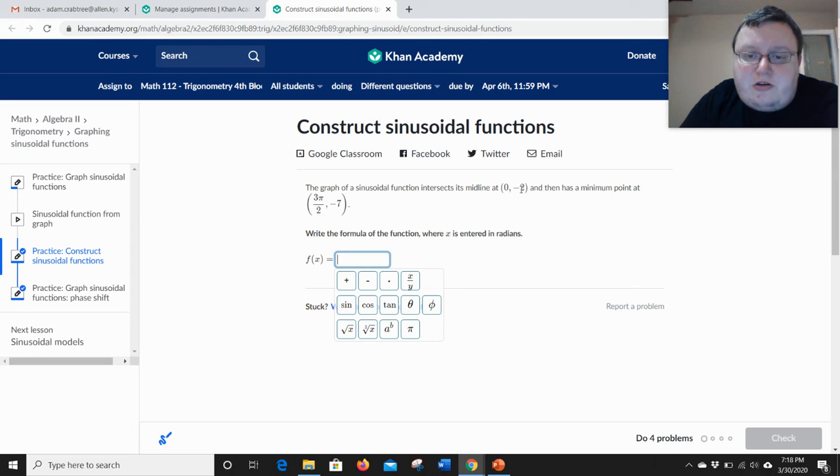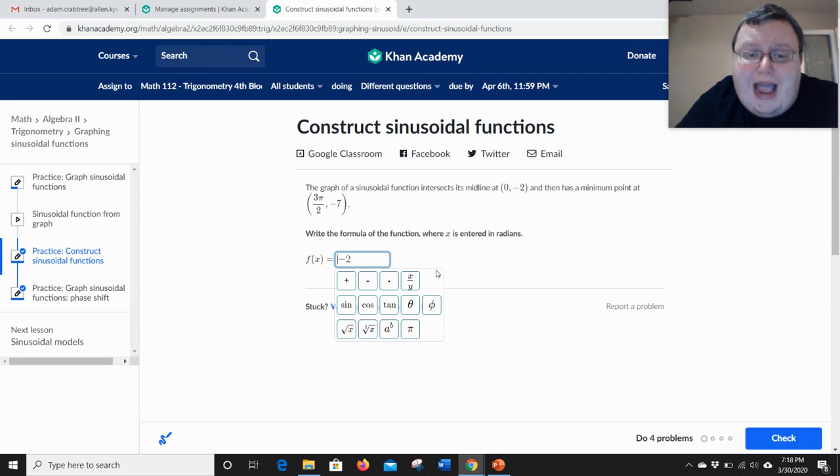vertical shift is first. Look at the y coordinate of your starting point right there, -2. That's going to be it. It's going to be down 2. Instead of it being at 0, it's at -2. That means I've shifted everything down 2. So I'm going to put a -2 right there.